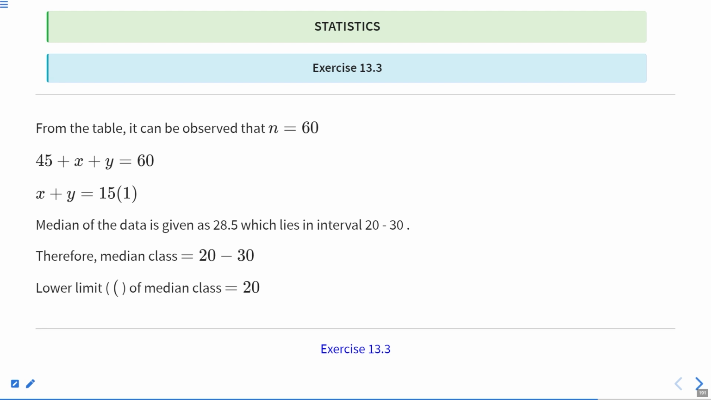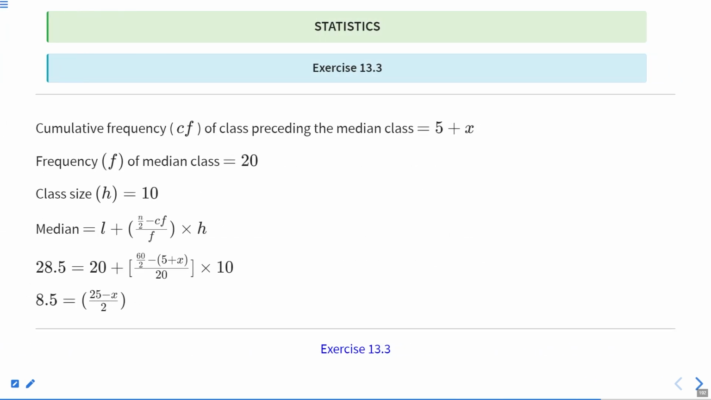So the median of the data is given as 28.5, which lies in the interval 20 to 30. Therefore the median class is 20 to 30 here, and the lower limit of the median class is equal to 20, and the cumulative frequency CF of the class preceding the median class is equal to 5 plus x here, and the frequency f of the median class is equal to 20, and class size h is equal to 10. And we know the formula for the median. Median is equal to L plus n by 2 minus CF divided by f times h. Okay, we know this formula.